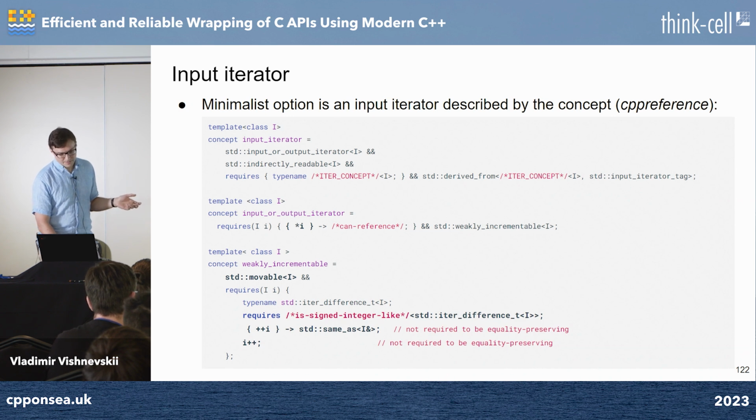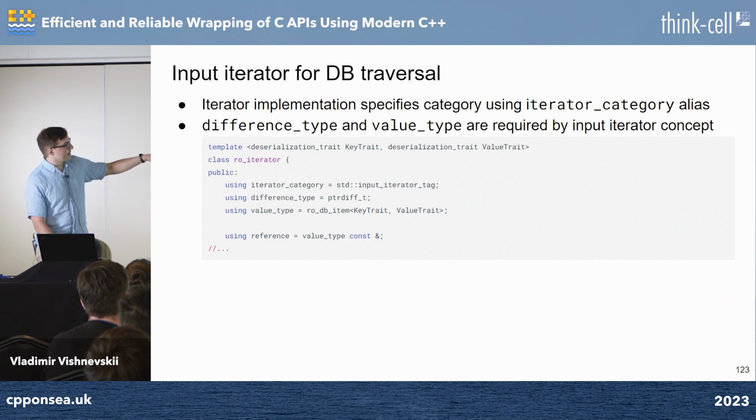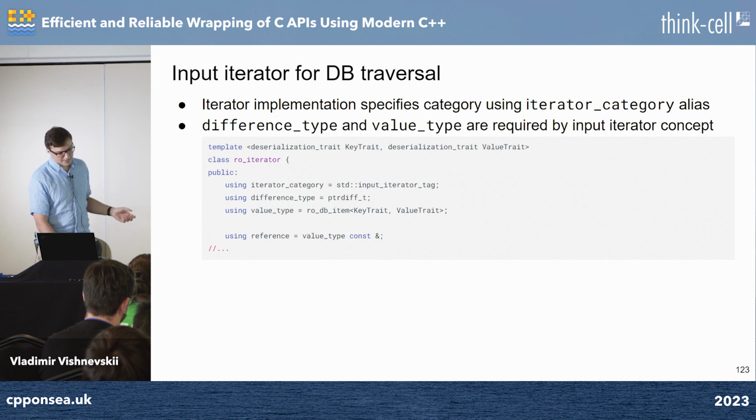to implement our input iterator that will work with our database. So let's go through an example. Generally we need to provide some aliases that are required by the concept. First of all, we need to provide the iterator category. In our case, this is input iterator tag. We also need to provide difference type and value type. The reference in our case will be a constant reference because we provide read-only access.